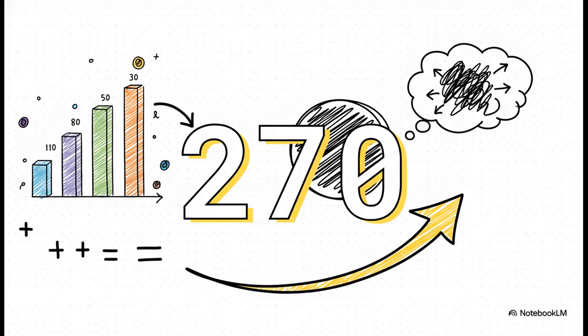Did you get it? The answer is 270. To find it, we just have to add up the frequencies for those intervals, the 110 people in the 20-30 group, plus the 80, the 50, and the 30 from the next 3 groups. Add them all up, and you get 270.